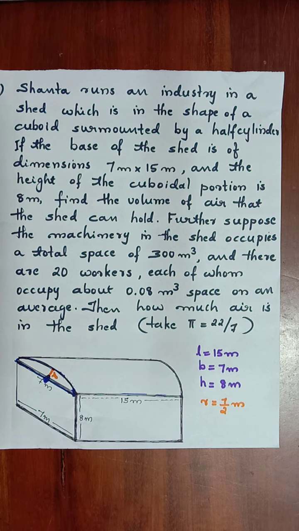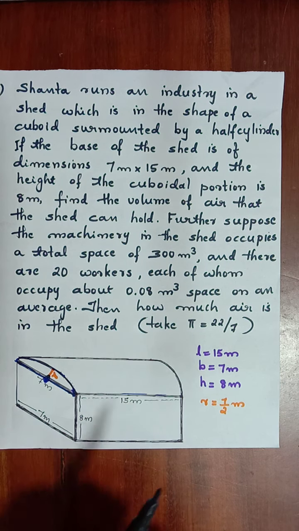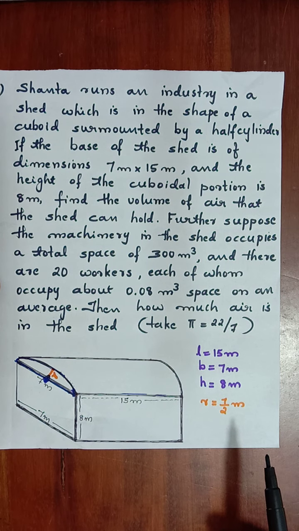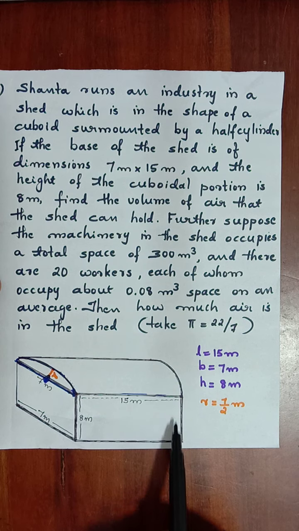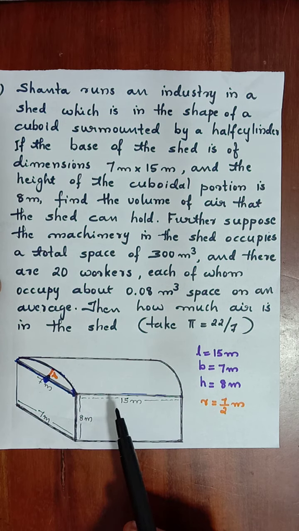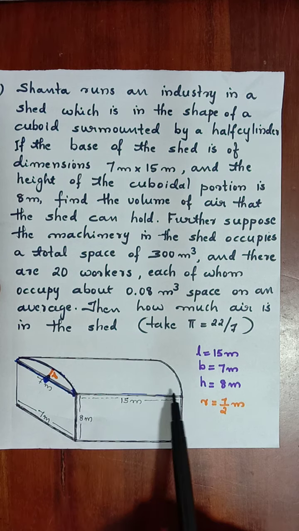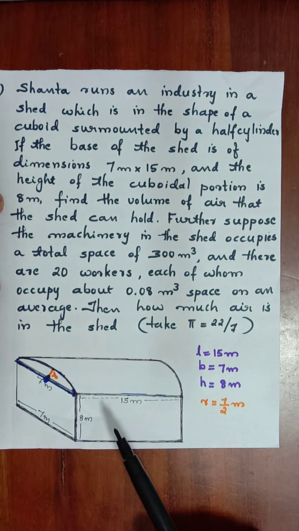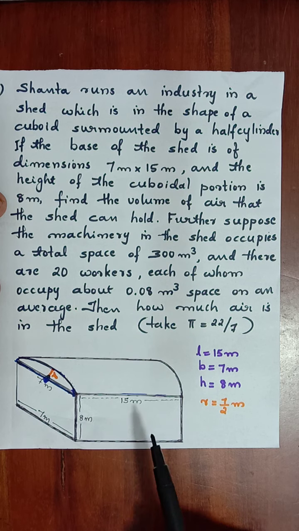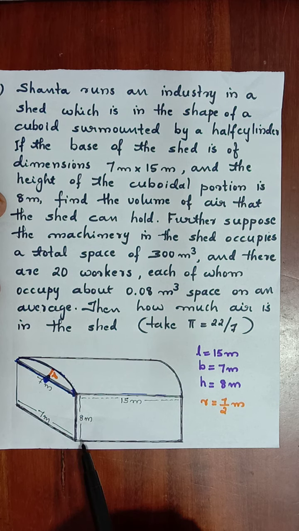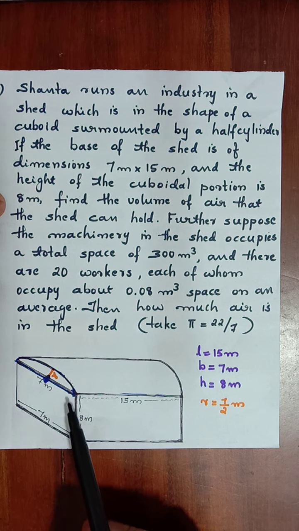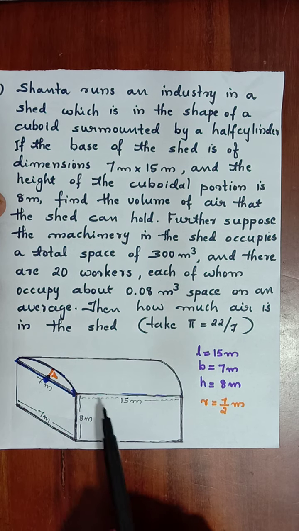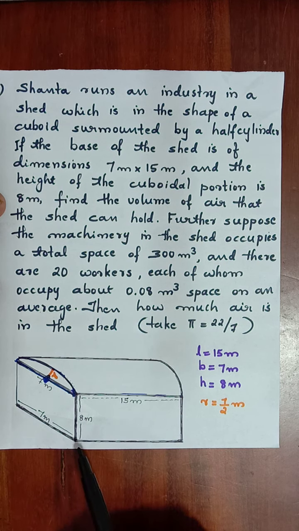Fourth question. Shanta runs an industry in a shed which is in the shape of a cuboid surmounted by a half cylinder. This is the figure, cuboidal shape surmounted by half cylinder. This is a half cylindrical portion. If the base of the shed is of dimension 7 meter into 15 meter, 15 meter length, breadth is 7 meter. And the height of the cuboidal portion is 8 meter. So length, breadth and height of the cuboid are given to us.